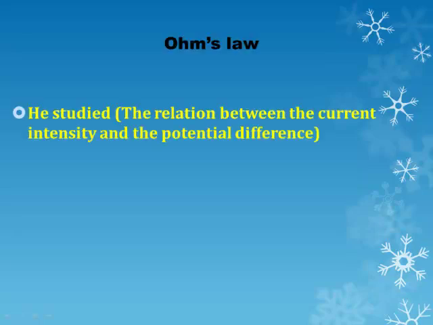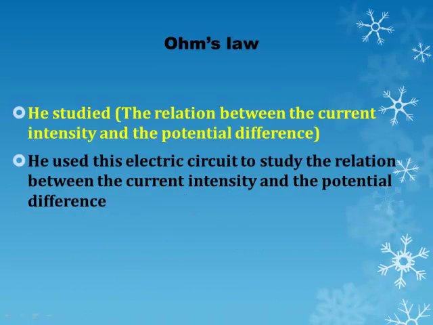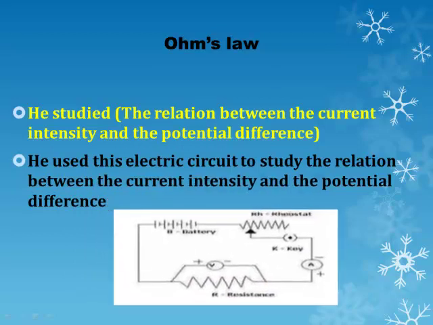Now we will study Ohm's law. Ohm studied the relation between the current intensity and the potential difference. He used this electric circuit to study the relation. If I want you to draw the electric circuit used in Ohm's law, we will draw this. Number 1, battery, positive, negative. Number 2, rheostat with slider. Number 3, ammeter connected in series, and a fixed resistance connected with a voltmeter in parallel. This is the electric circuit of Ohm's law.